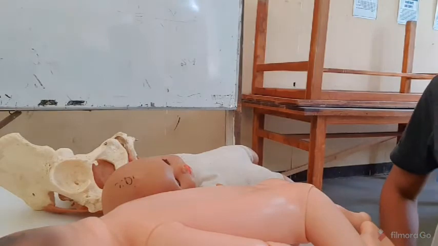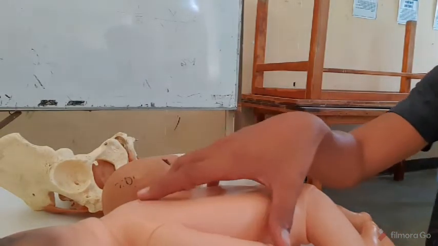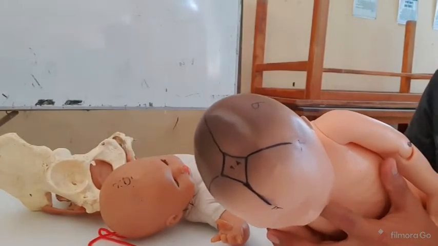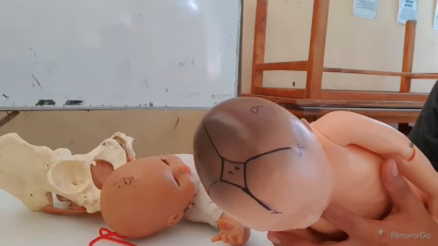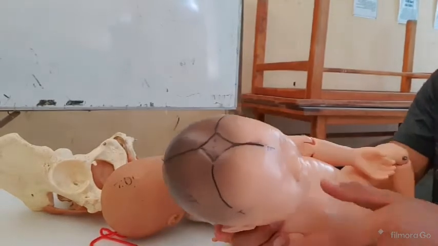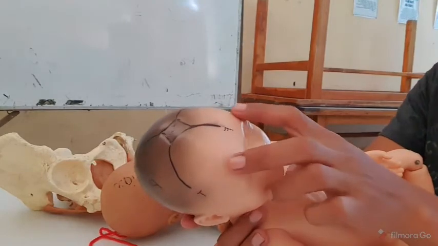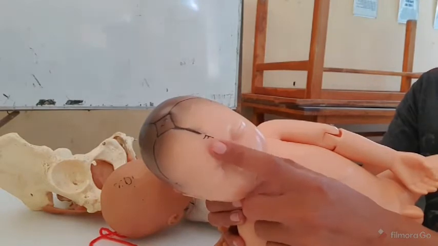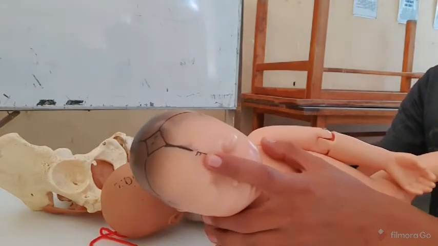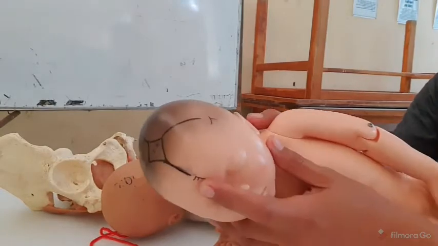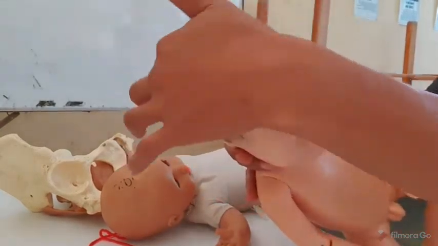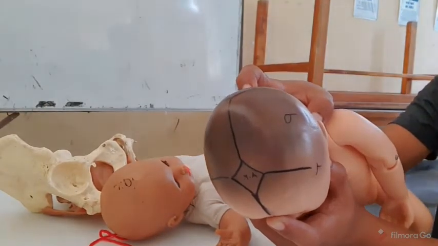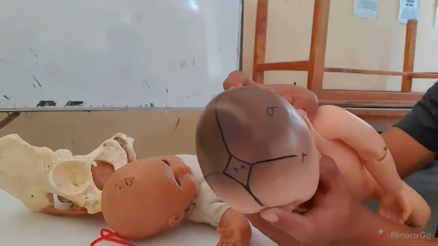We also have the occipitofrontal. The occipitofrontal is measured from the occipital protuberance going into the glabella. The glabella is the area where the two eyebrows meet, located at the center of the two eyebrows. So the occipitofrontal diameter is measured from the occipital protuberance until the glabella, at this point.